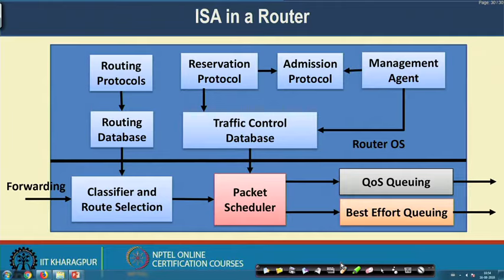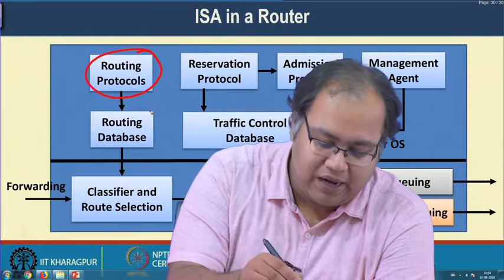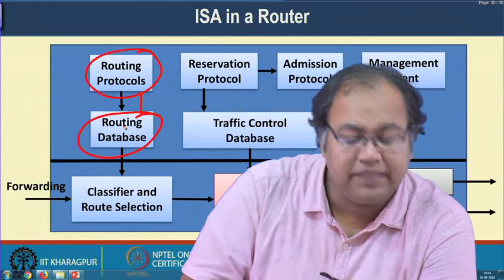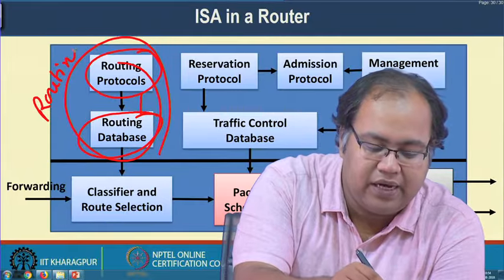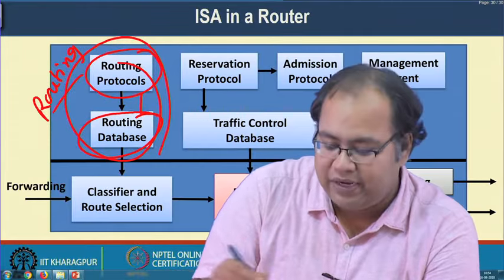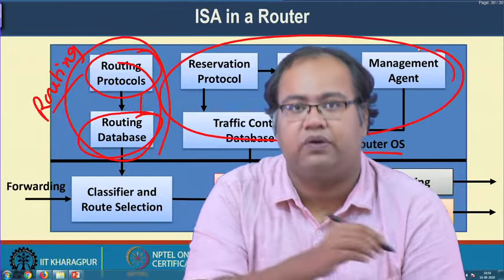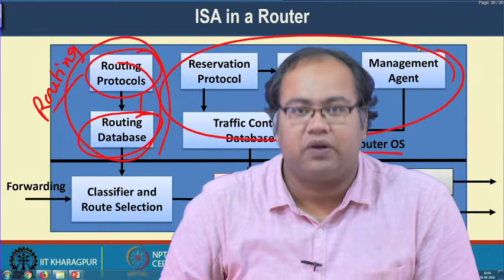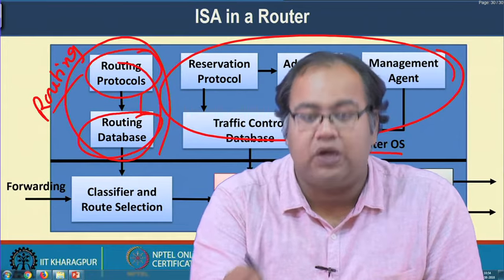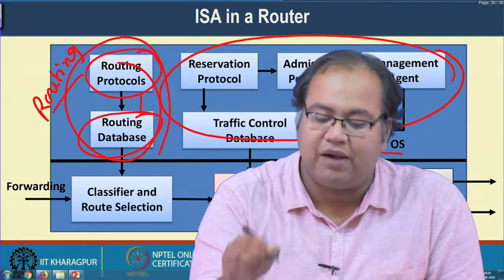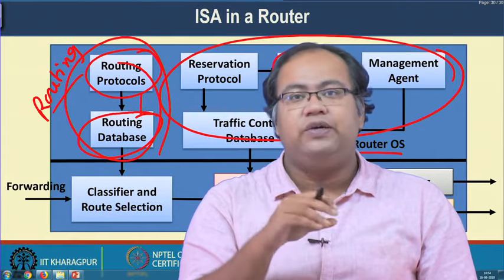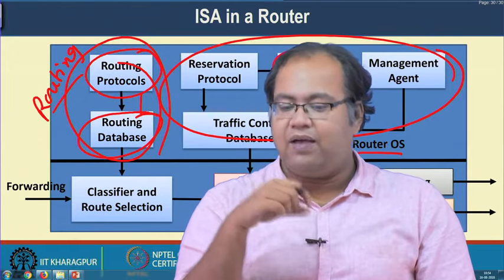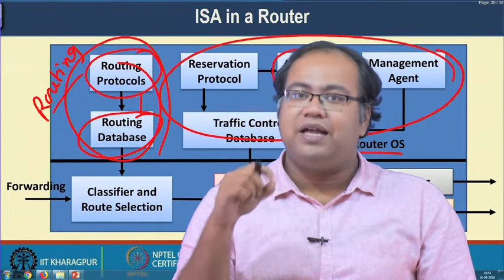If you look into this ISA architecture, you have the routing protocols which are finding out the routing paths, and then you have the routing database. That is the routing part which is running inside your router operating system. Then you have the quality of service associated protocols. These include the admission control protocol, which ensures that the packets going inside the network meet the required quality of service.